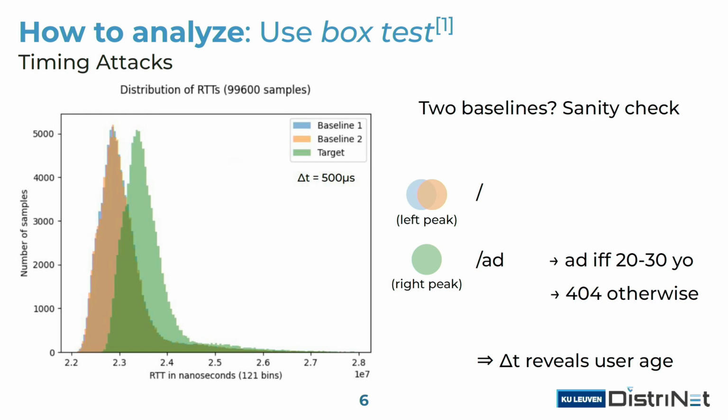If the execution time takes longer, it's highly probable that this user is between the ages of 20 and 30. Now, you can't really see this on the figure, but we are taking 2 baselines. So the left peak is actually 2 distributions on top of each other. We're doing this as a sanity check. If you don't take a second baseline, we might be measuring random stuff. So in order to make sure that we're actually separating this data and classifying it correctly, we take 2 baselines, which we have to prove are similar, and then one target value, which we have to prove is dissimilar.